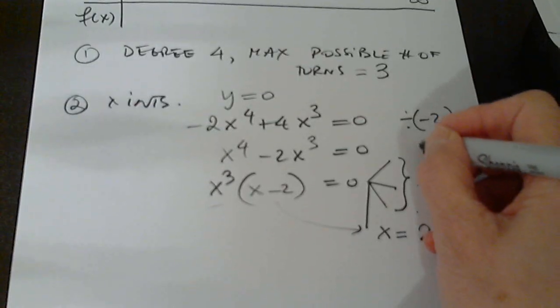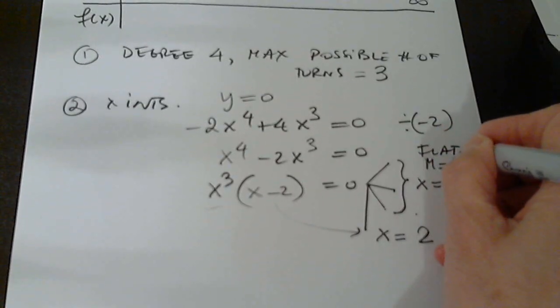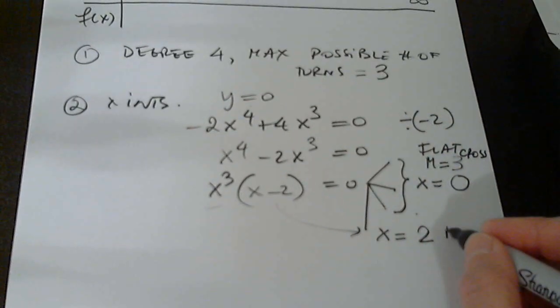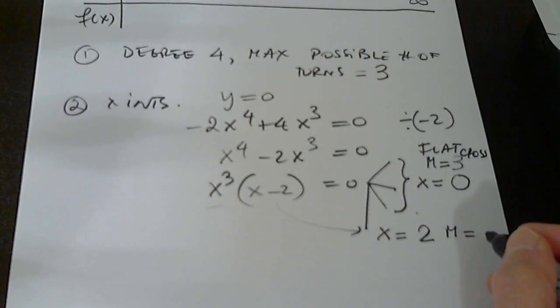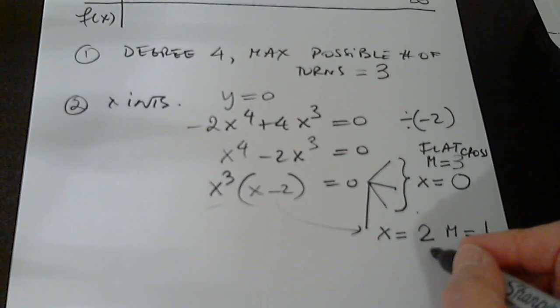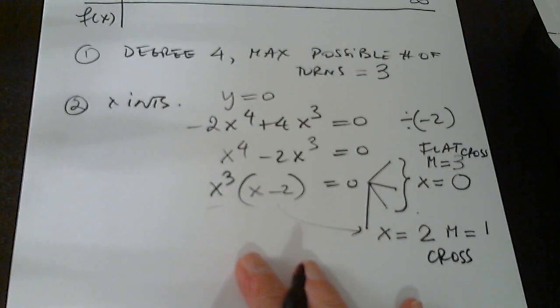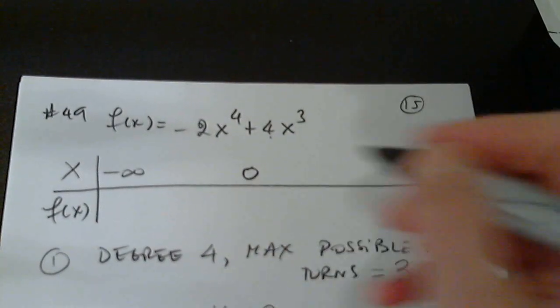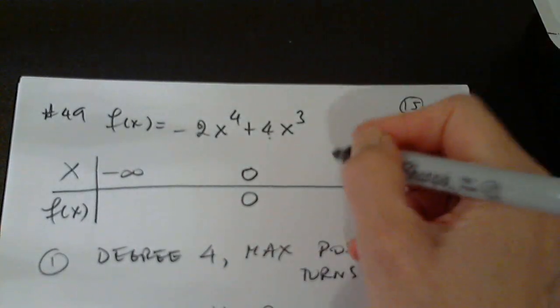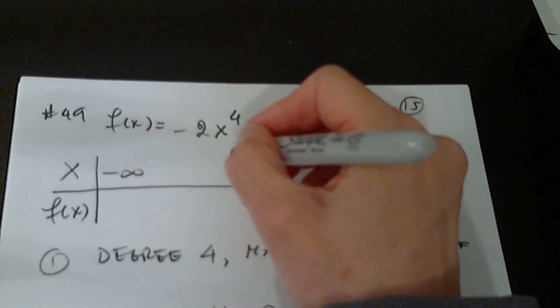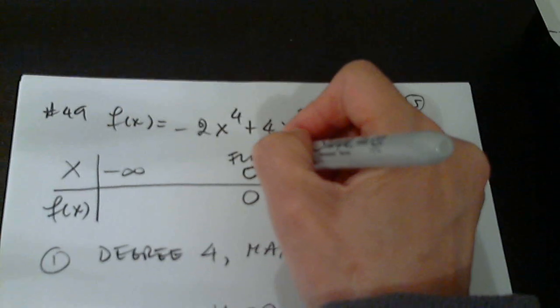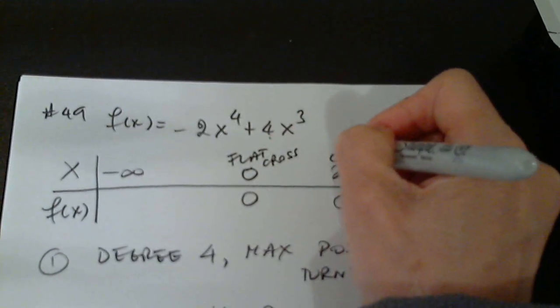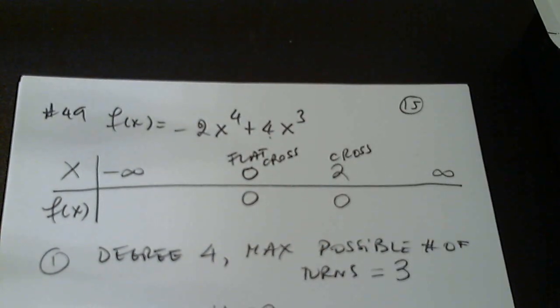Which means a flat cross. And what is the multiplicity for 2? 1. Which means just a regular cross. I put them in the table now. 0, 0, and 2, 0. Flat cross. Simple cross. Good.